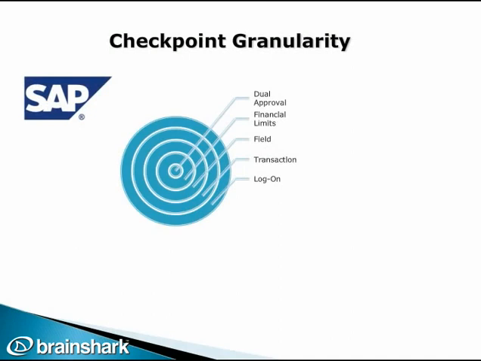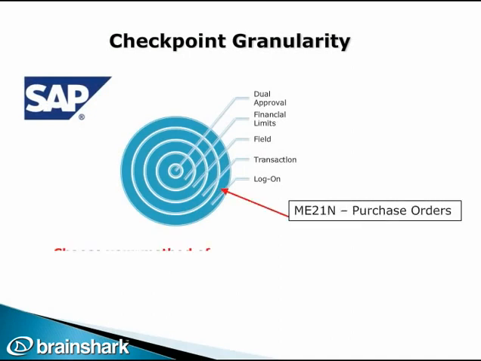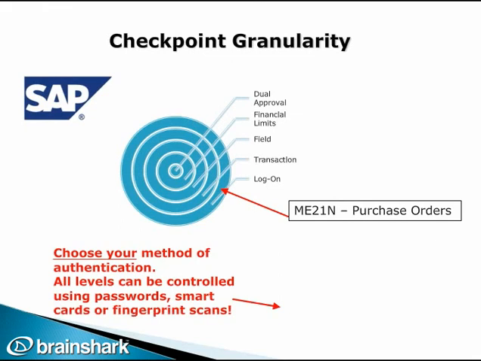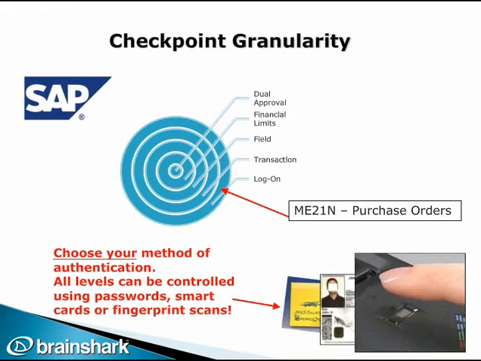Here's a graphical view of what we mean by more granular checkpoints in the SAP system. In this diagram, we've called out transaction type ME21N, which is where purchase orders are created. To maximize security, you would set up checkpoints by employee at that level of detail and secure them with either smart card or fingerprint authentication. Each checkpoint would then also automatically generate a robust audit trail.